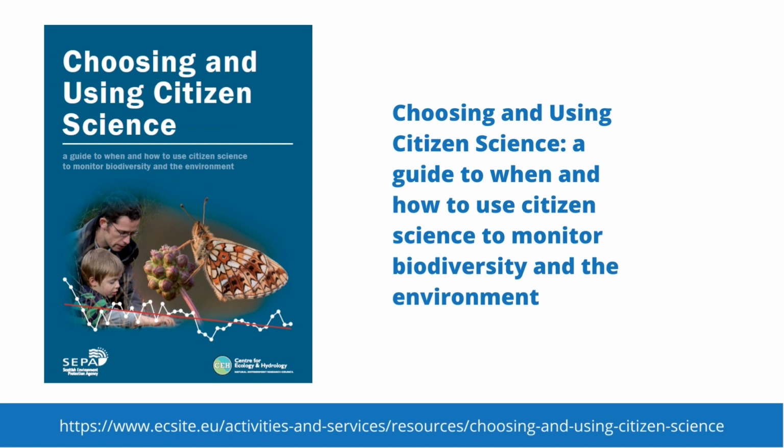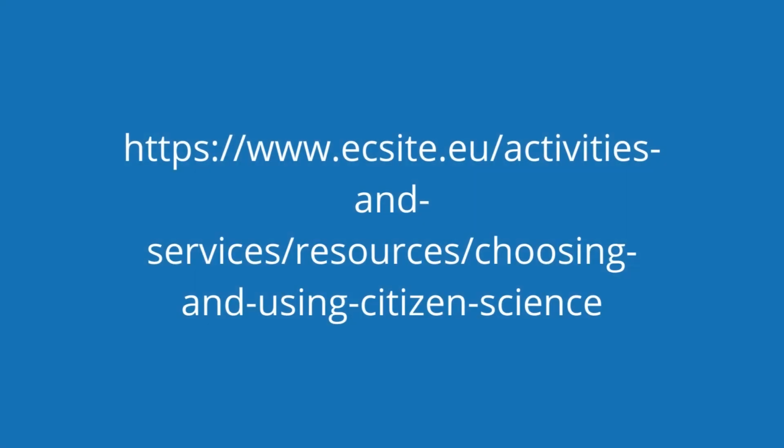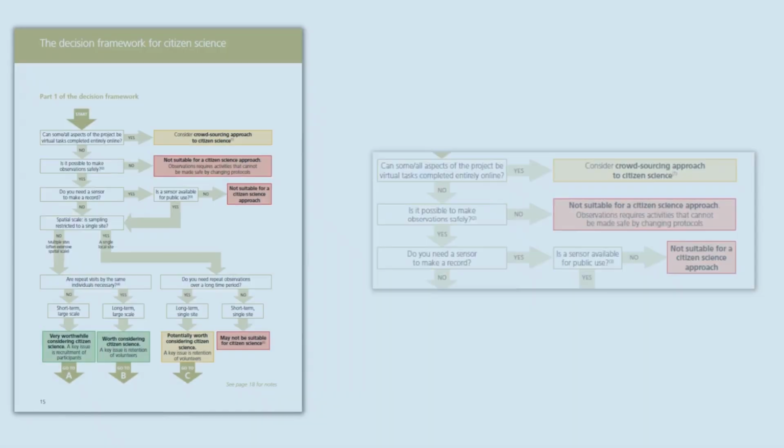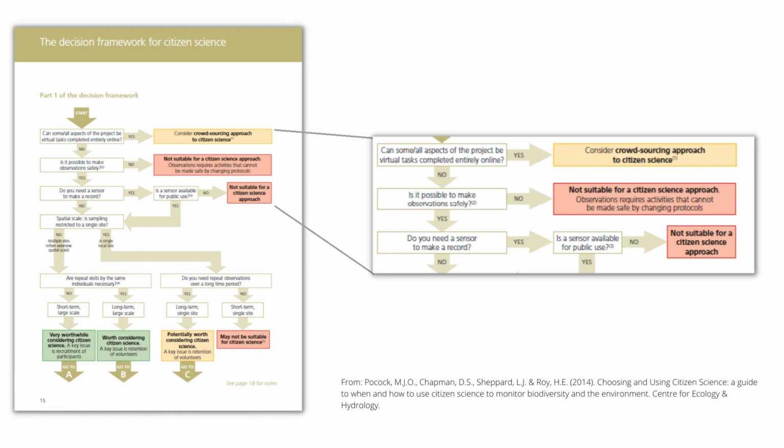Pause the video and take a moment to download the guide now from the website link on the screen. In the guide, you'll find a decision tree with questions you can ask yourself about whether citizen science is generally a good approach for your requirement.